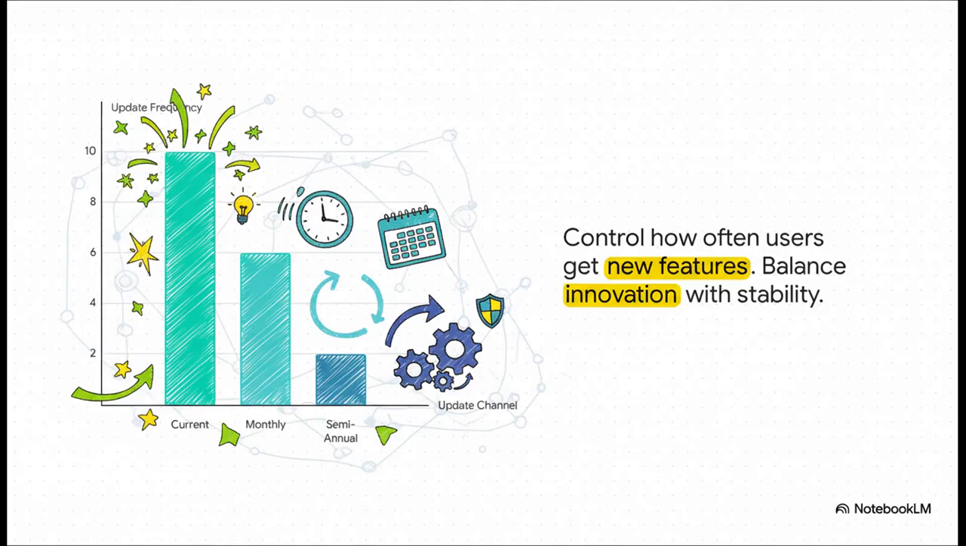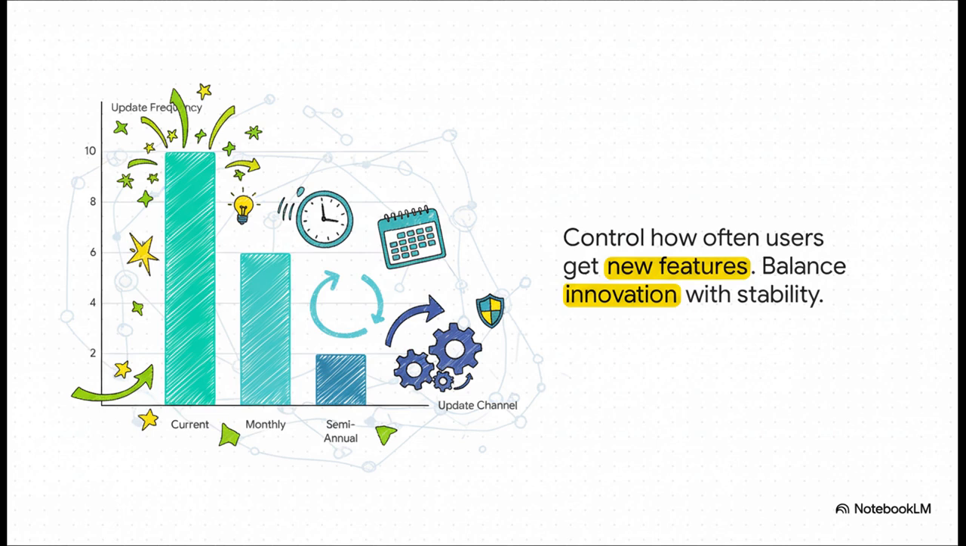You also get this amazing, precise control over the update schedule. You can put some users on the current channel to get the latest features immediately. Or you can use the monthly enterprise channel for a nice, predictable once-a-month update. Or, for your most critical users, there's the super stable semi-annual channel, which only gets major feature updates twice a year. This lets you perfectly balance new toys with stability.